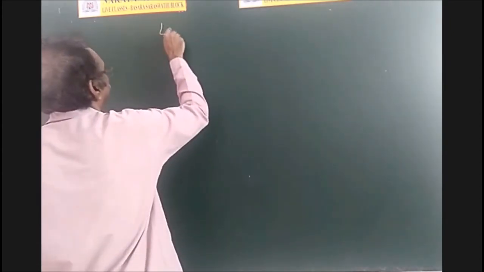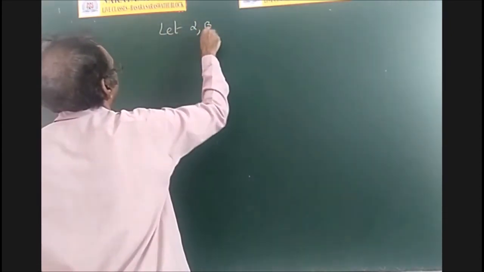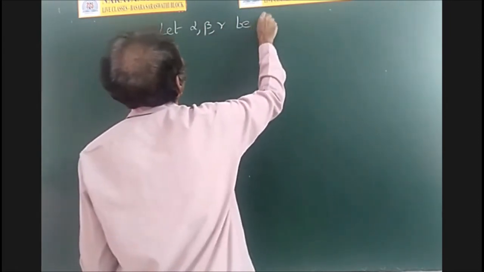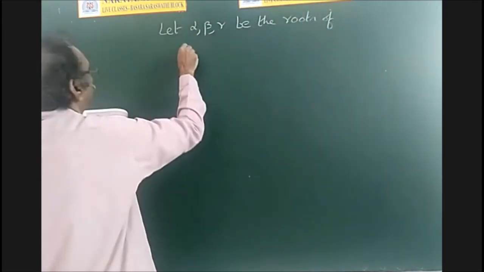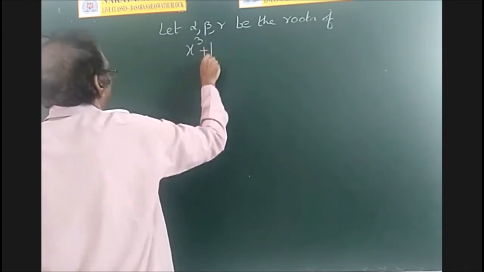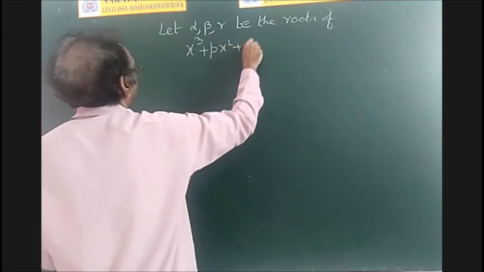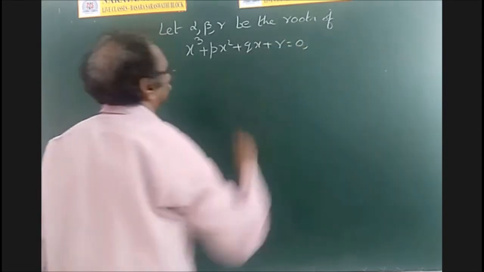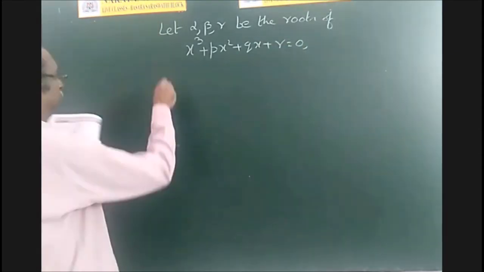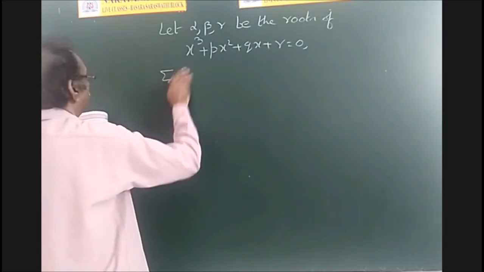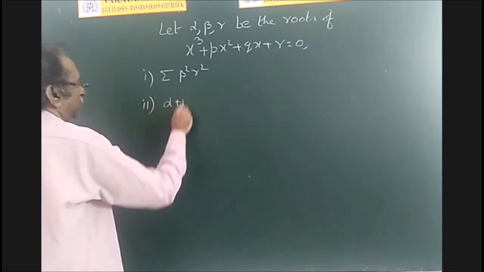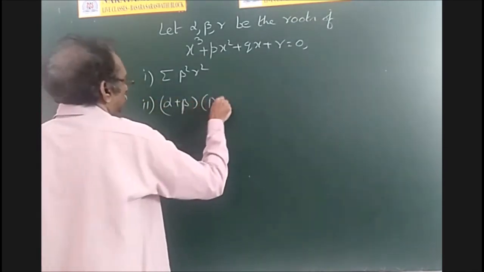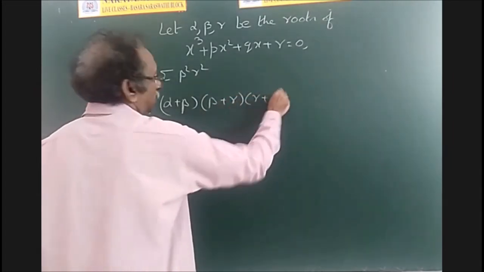Okay, now another problem. Let alpha, beta, gamma be the roots of x cube plus px square plus qx plus r is equal to 0. Then find sigma beta square gamma square. This is the first one. And the second one: alpha plus beta into beta plus gamma into gamma plus alpha.